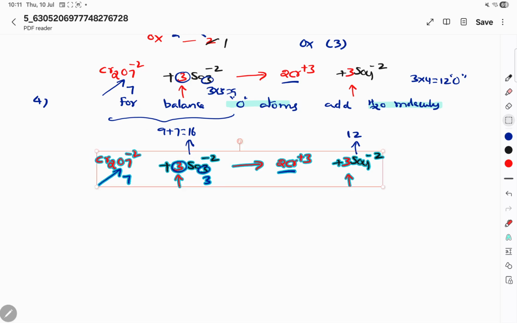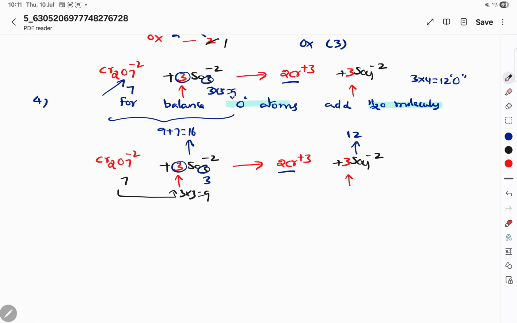Now you can take this equation. This is the equation Cr2O7 minus 2. Here I have 7 oxygen atoms. 3 3 just 9. 7 plus 9 16. And here 3 4 just 12 oxygen atoms. So I am writing 4 water molecules because of 4 oxygen atom deficiency. This side I have 9 oxygen atoms plus 7, 16. This side I have 3 4 just 12 oxygen atoms. Whichever side has fewer oxygen atoms, on that side you add the water molecules. This is rule number 4.